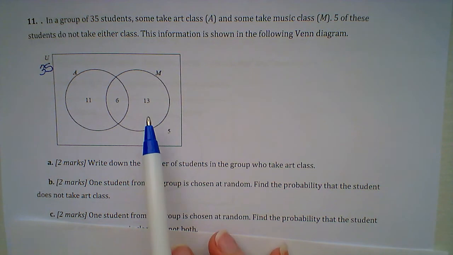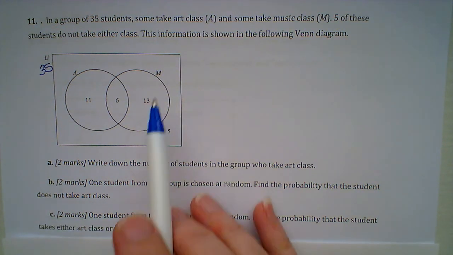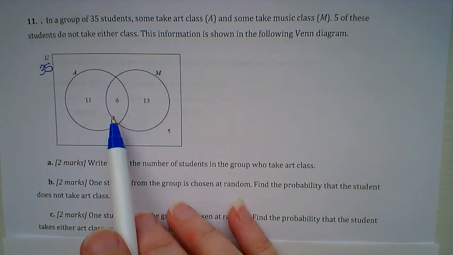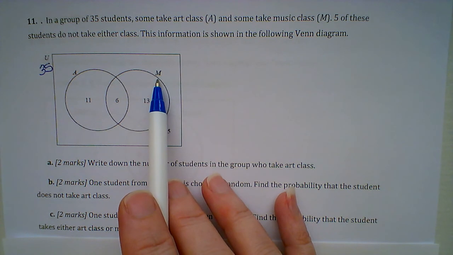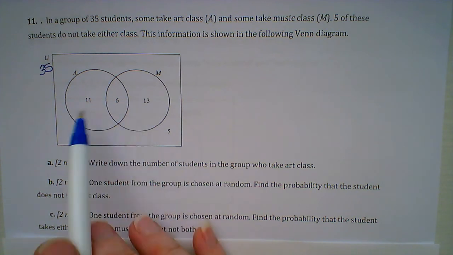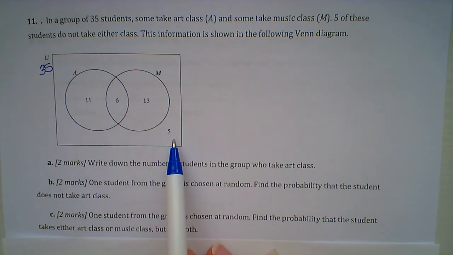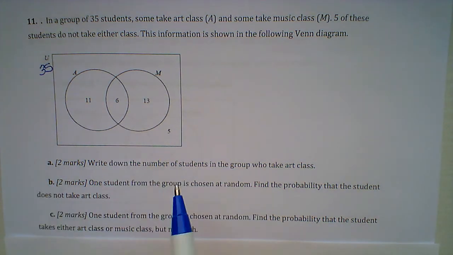Looking across, now I have these 13 students. Notice these 13 students are in the M circle, but notice they're not in the A circle. They're only in the M circle. So these are 13 students who only take music. And then, as the problem says, these 5 students on the outside do not take either one of these classes. So they're taking a different arts class. Maybe theater, maybe film, who knows? Okay, so that's what I've got going on in my Venn diagram.